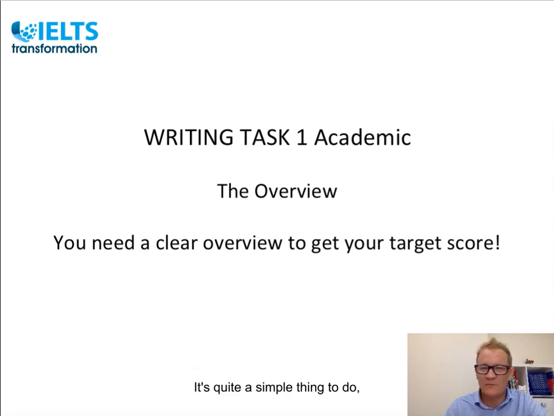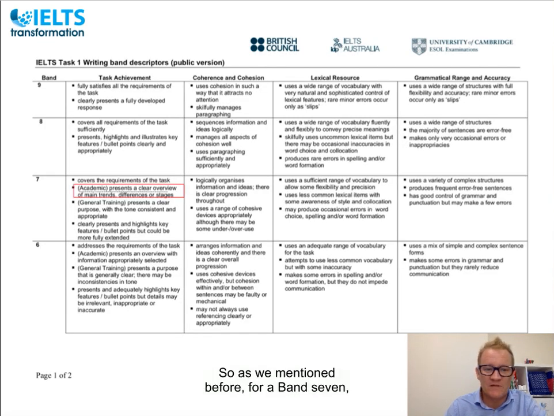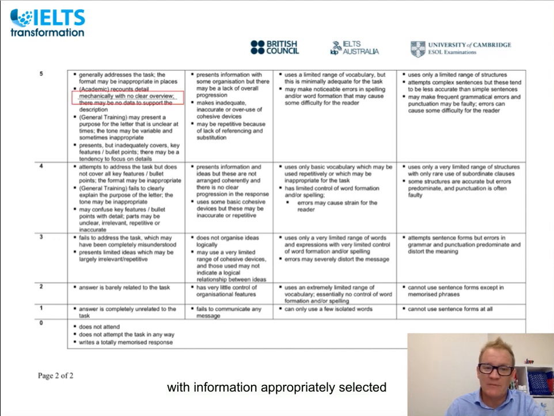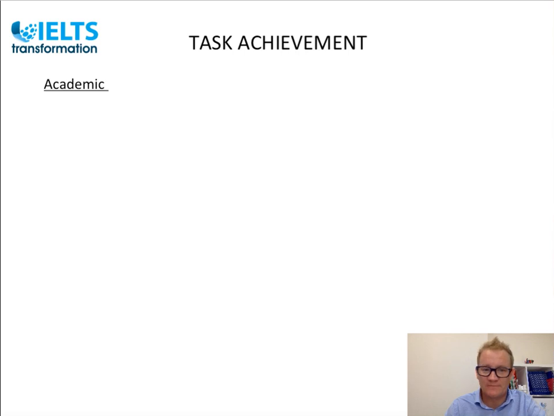It's quite a simple thing to do when you understand how to do it, and then you practice and think about it. But if you don't get it right, you're risking a low score. So as we mentioned before, a band 7 presents a clear overview of main trends, differences or stages. Band 6 presents an overview with information appropriately selected, and band 5, no clear overview. So it's important.